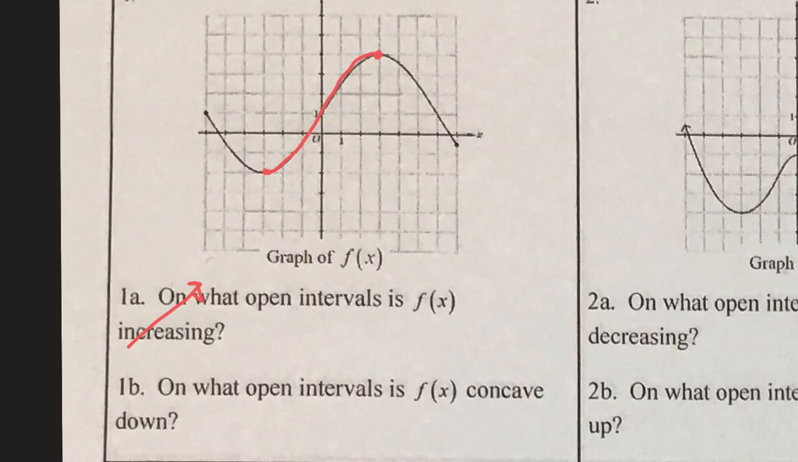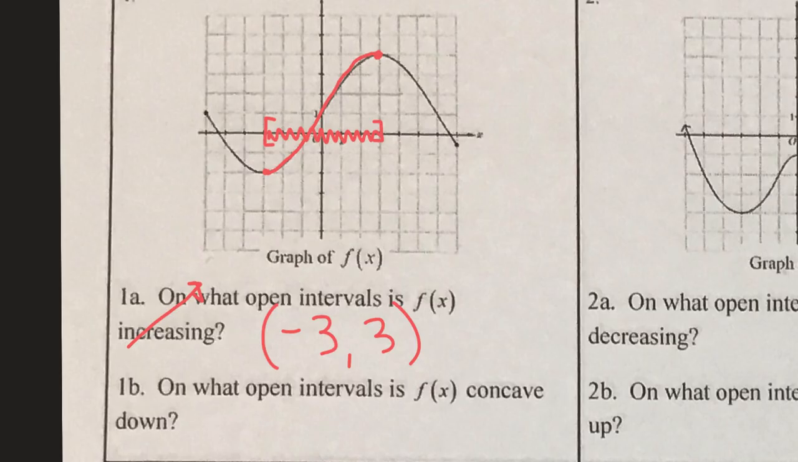Now an interval always comes from your x-axis. So these are the answers that we're going to be looking at, the x-axis intervals. Open intervals means parentheses. So this graph is increasing from -3 to +3. Open intervals are given to us with parentheses.